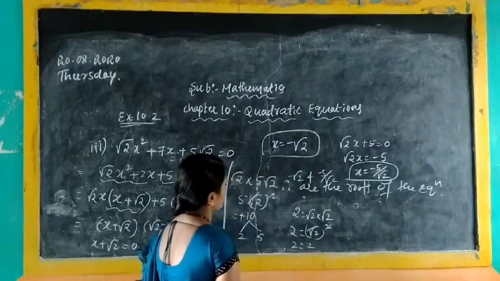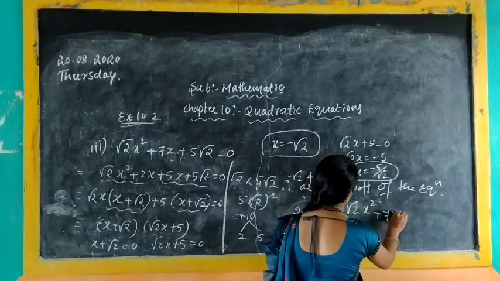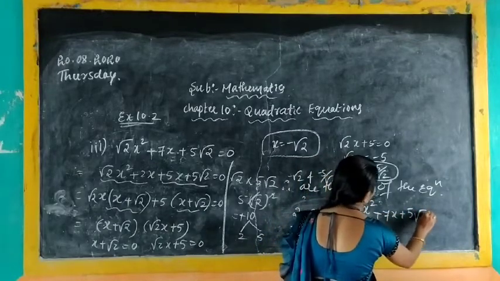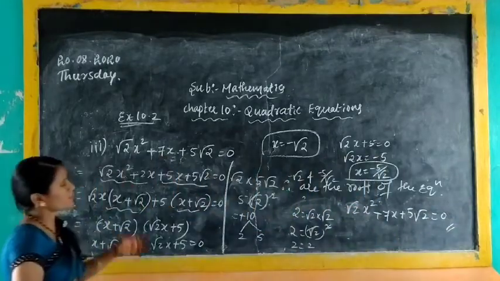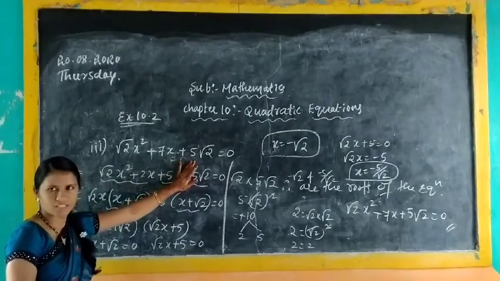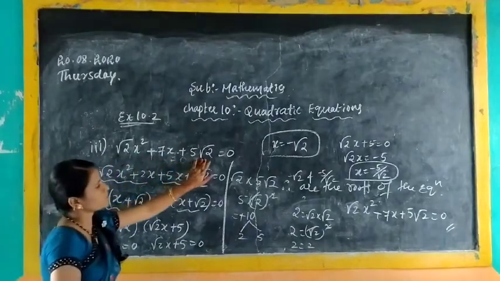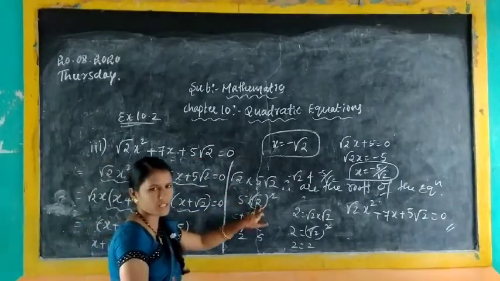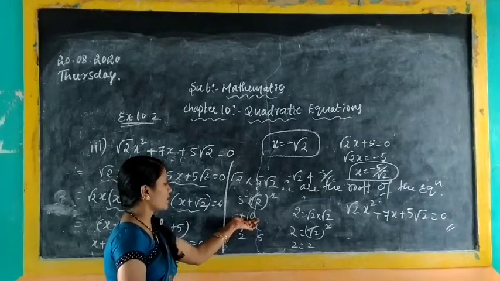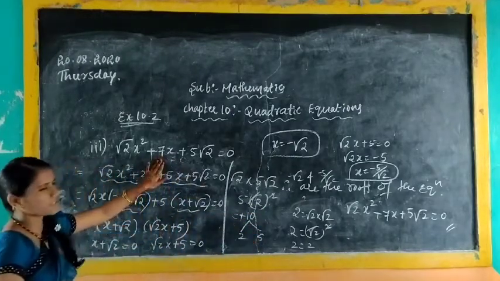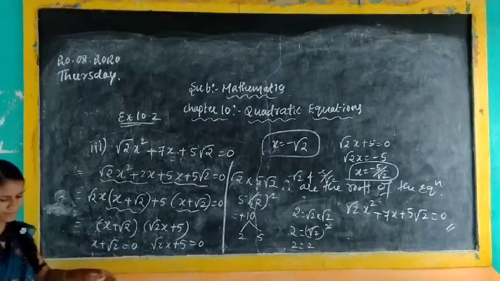What is the equation they have given? Root 2 x square plus 7x plus 5 root 2 is equal to 0. Okay, in this problem first you have to take endpoints. Just you have to see here square root is very important. Square root into square root, square root and square cancel means you will get 2. Here 5 2s are 10. You have to take 2 5s are 10. You have to consider here instead of 7 you have to take 2 and 5. You have to solve by common method.